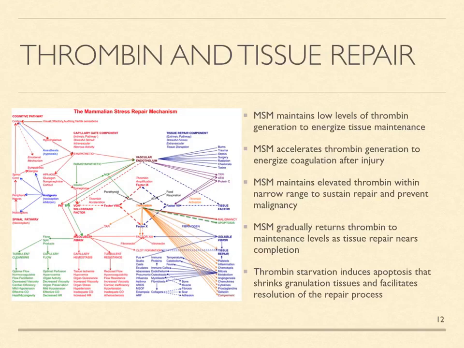It then regulates elevated thrombin levels within a narrow range to optimize tissue repair and prevent cellular hyperactivity that causes malignancy. As tissue repair nears completion, it reduces thrombin generation to maintenance levels. The resulting starvation induces apoptosis and clot disintegration, which facilitates resolution of the repair process.